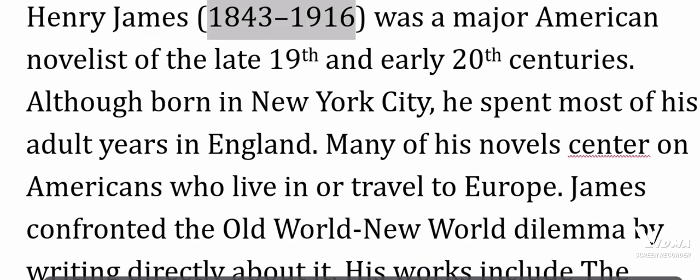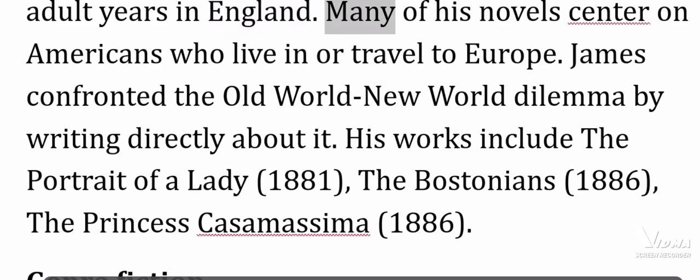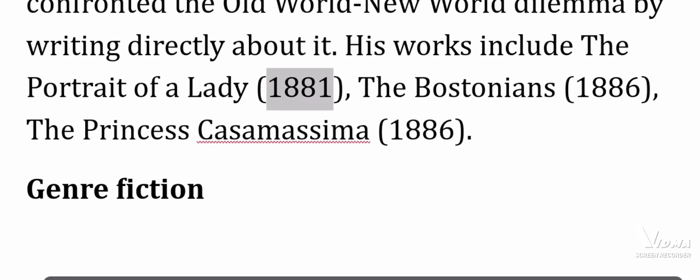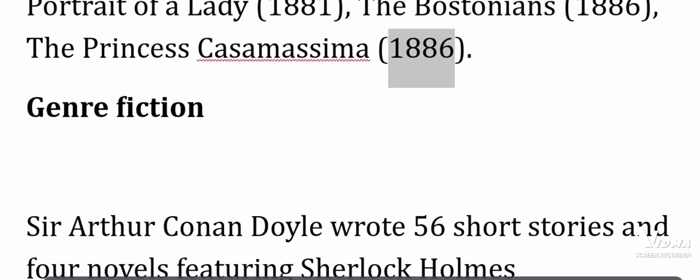Henry James, 1843 to 1916, was a major American novelist of the late 19th and early 20th centuries. Although born in New York City, he spent most of his adult years in England. Many of his novels center on Americans who live in or travel to Europe. James confronted the Old World New World dilemma by writing directly about it. His works include The Portrait of a Lady, 1881, The Bostonians, 1886, The Princess Casamassima, 1886.